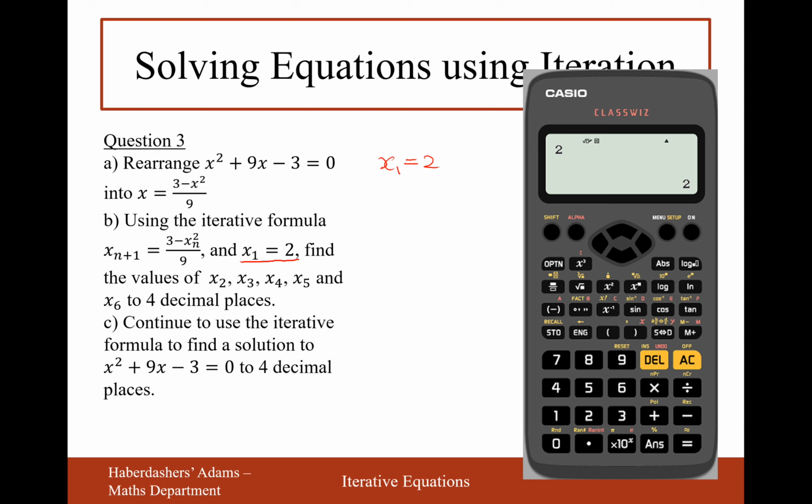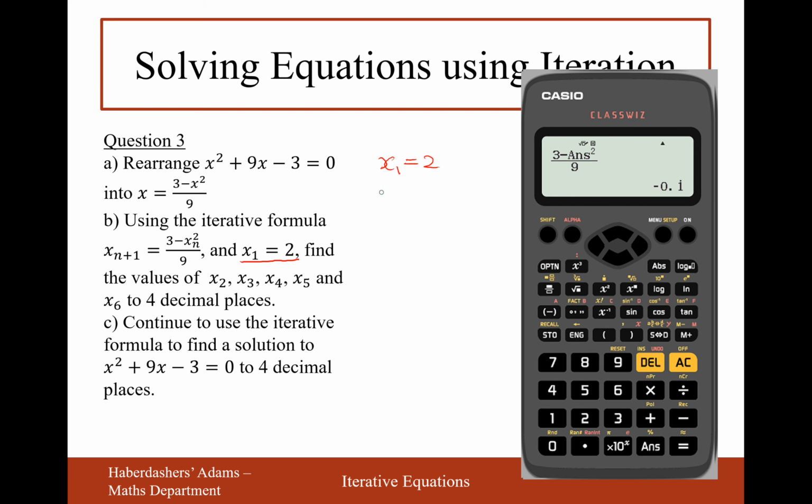Use the answer button because you're going to want the previous answer to be substituted into your formula at that point. So the next number in the sequence will be 0.1111, because that dot above the 1 means repeat that number 1 in the decimal. Press equals again and you get x3, which is 0.331. So the 6 will round the 9 up, so the 9 will round the 1 up to a 2.